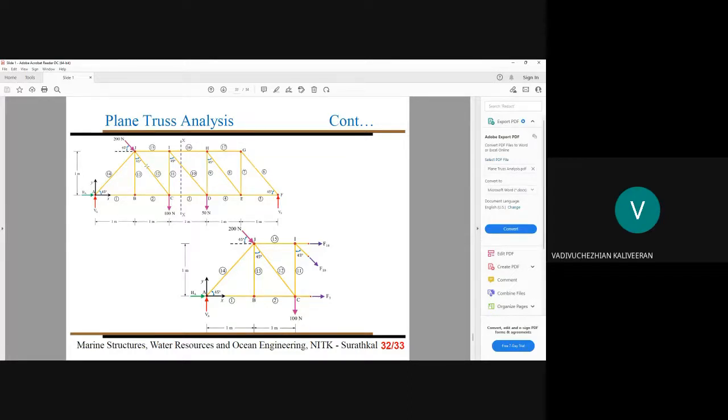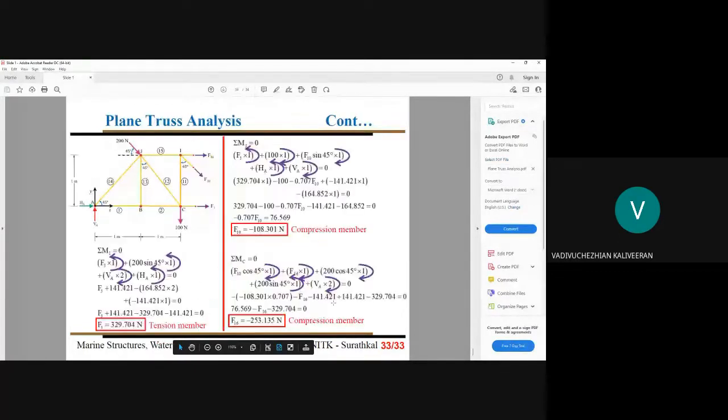And we have one pin support at A. That is HA and VA, those portions we already identified from our equilibrium equations. Now, what we are trying to do? We are trying to solve our problem and we are trying to identify our required angle.